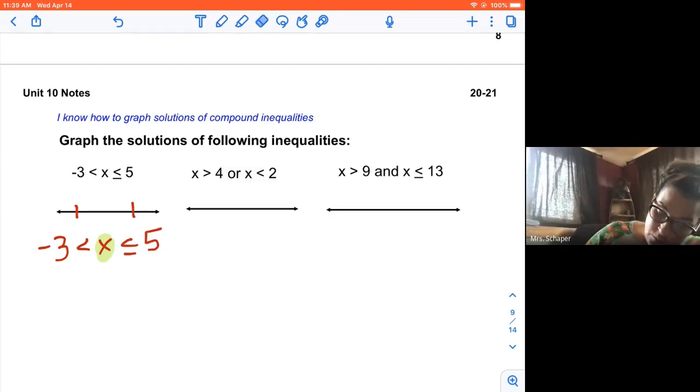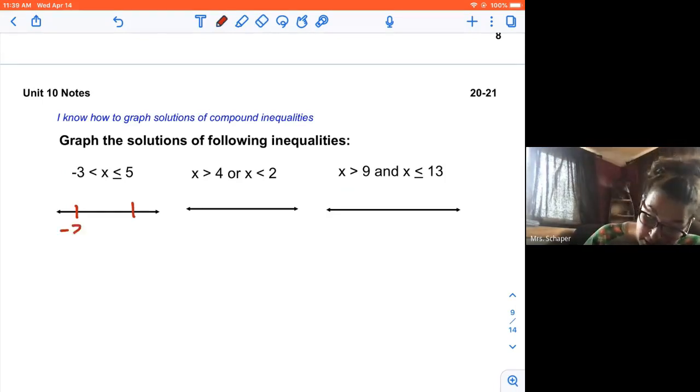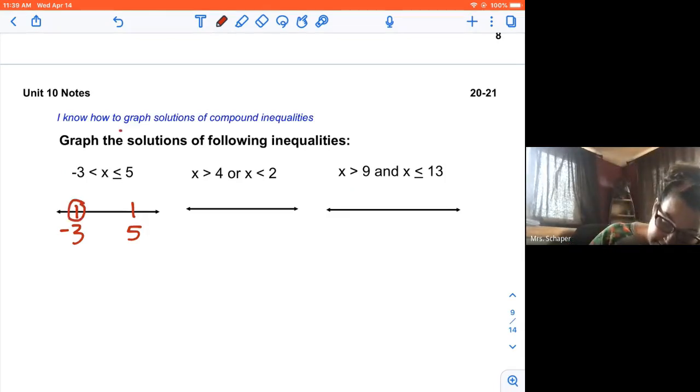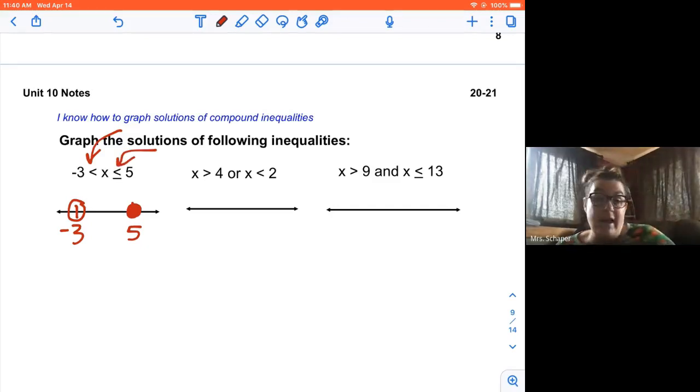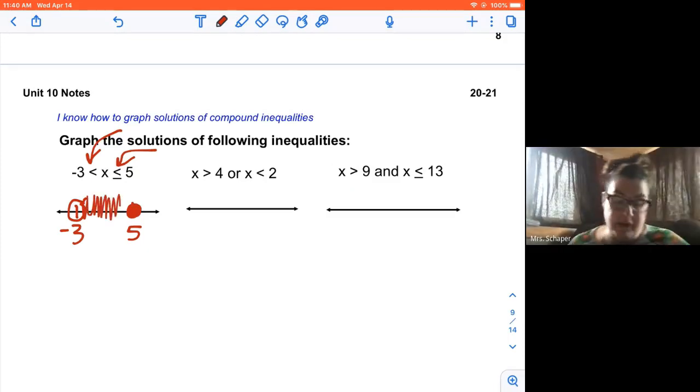So instead of only having one important number, like we did in the last practice, we're going to have two important numbers. So in this case, it's -3 and 5. Those are my important numbers. -3 is an open dot, and 5 is a filled in dot. And again, it has to do with the sign. Okay, one is less than and one is less than or equal to. And statements come together. And so I am going to shade in between. That's what the graph of an and statement looks like. Two dots, shade in between.